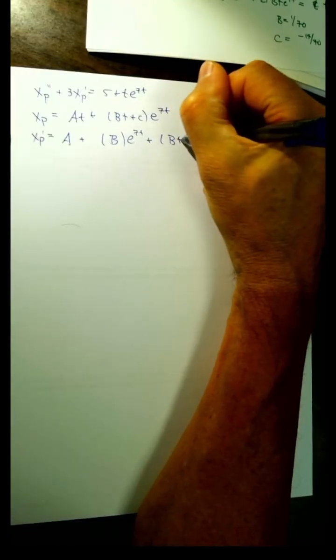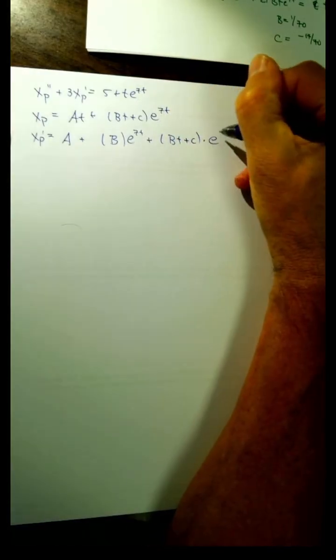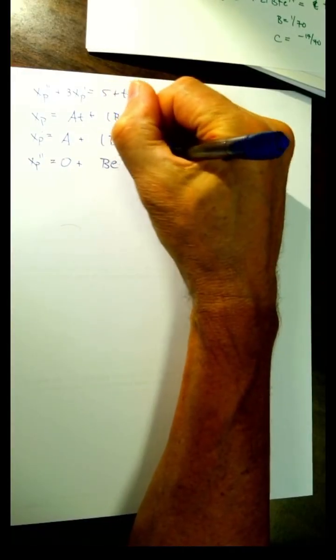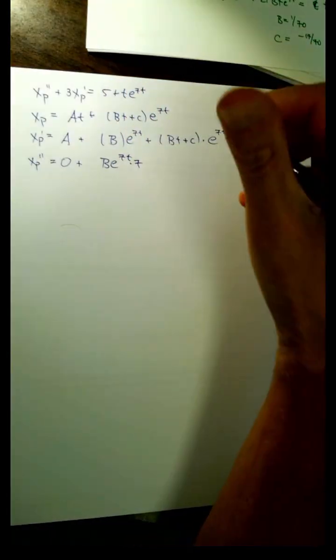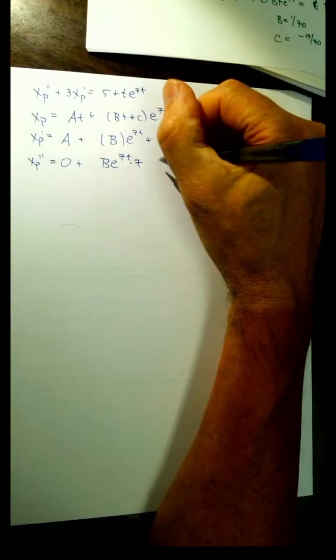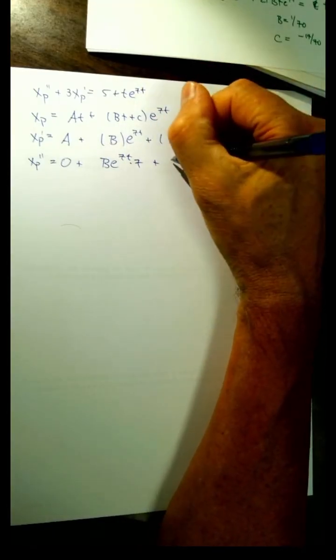And then I'm going to have plus Bt plus C. Derivative of e to the 7t is e to the 7t times 7. And now I need a second derivative. Derivative of A is 0. Derivative of B e to the 7t is B e to the 7t times 7. I'm going to need the product rule here. Derivative of Bt plus C is B.